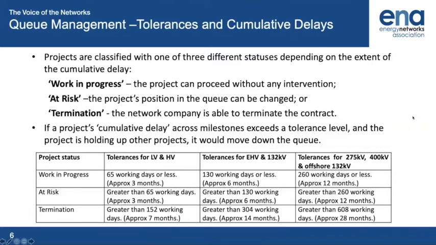and then you know whether or not that was achievable. And then, as you see there, where it says approximately 7 months, once you've gone over the 0 to 6 months, that's when your project would be terminated. So the connection offer would be cancelled. You go at the end of the queue.